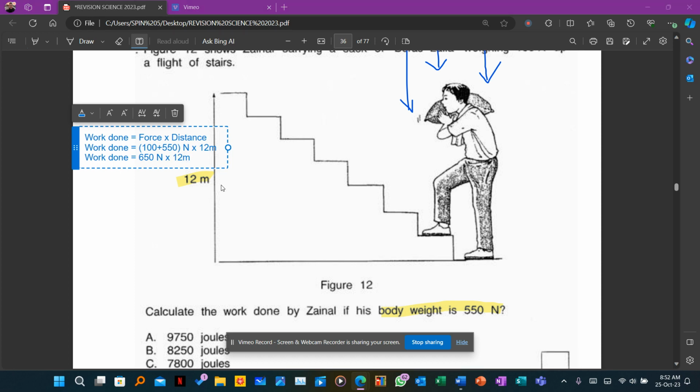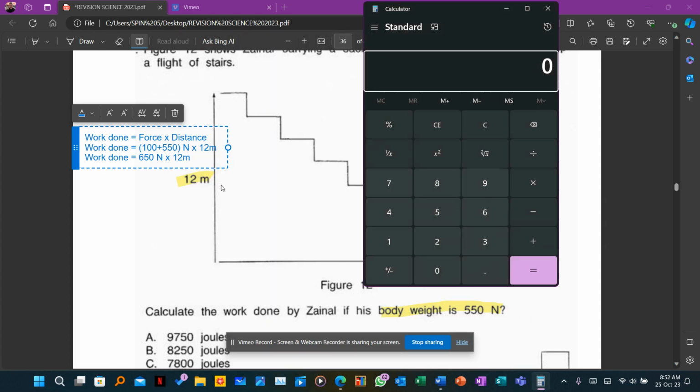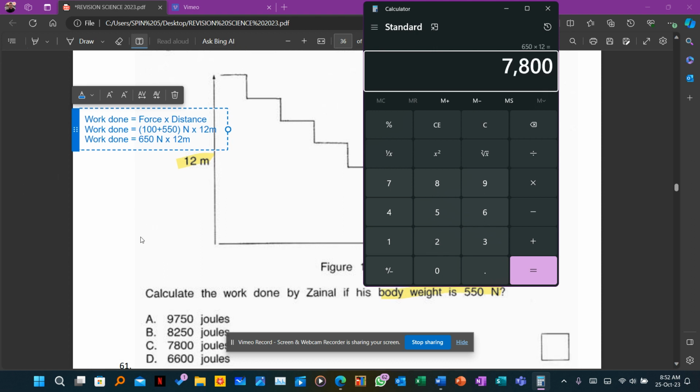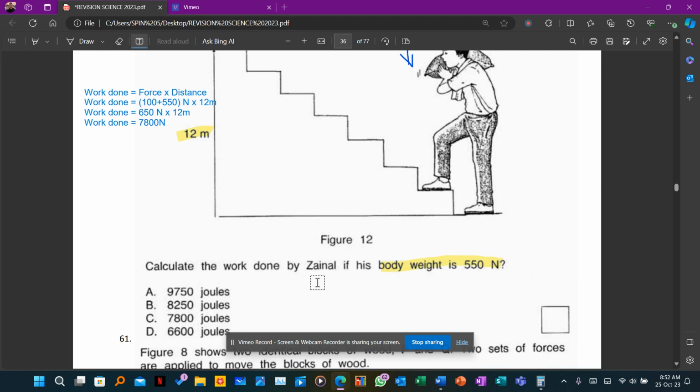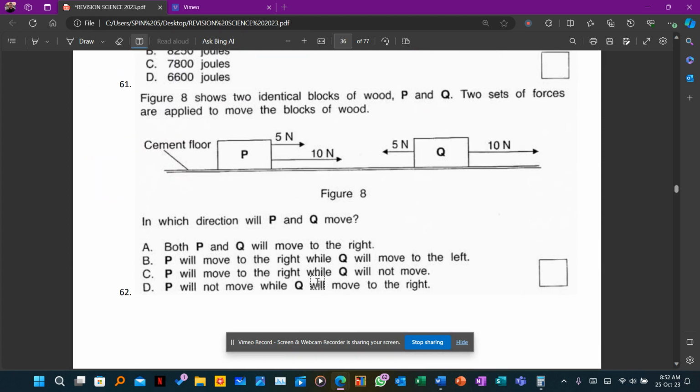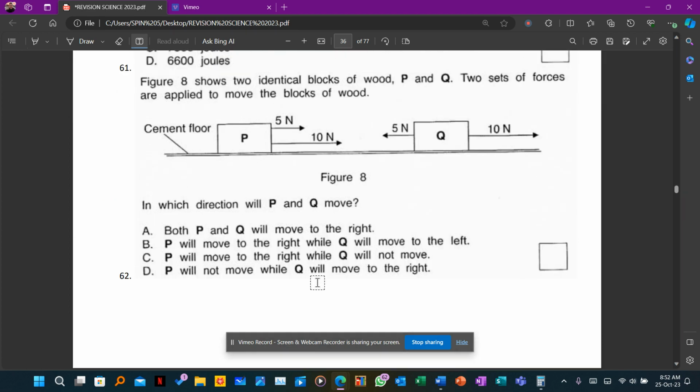And if you use your calculator, 650 times 12, your answer should be 7,800 joules. So you need 7,800 joules or 7,800 energy to make sure you can go up to this one. Now, let's just continue first.